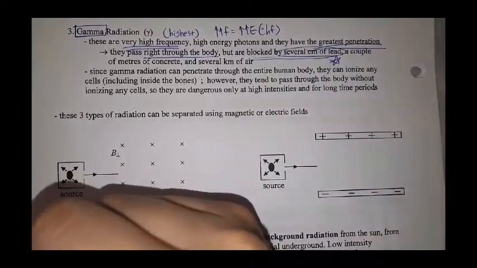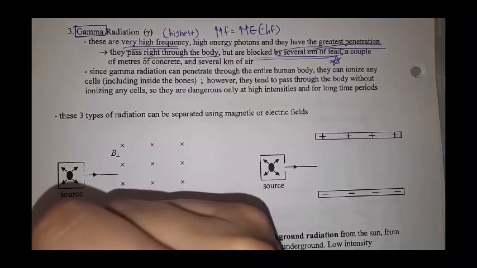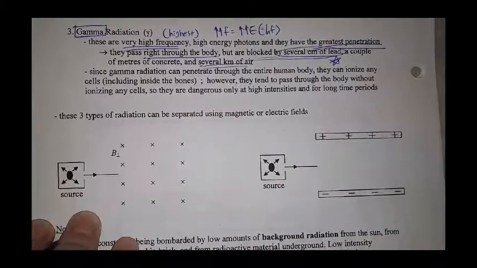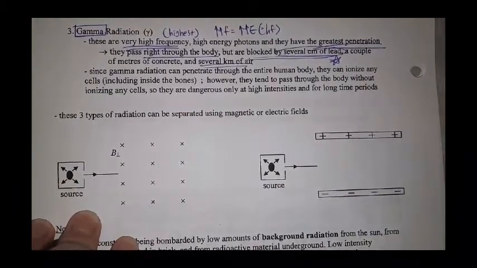So in any case, it can pass right through your body, and can be blocked by several centimeters of lead, a couple of meters of concrete, and several kilometers of air. This is one of the reasons why the atmosphere, the stratosphere, those kinds of things, if you learned about those in Science 10, are the reason why gamma radiation doesn't penetrate to our land level. But know the fact that this radiation can penetrate directly through, can ionize any cell, even the bones, and it can destroy the molecular arrangement of your body, which can cause many different problems.